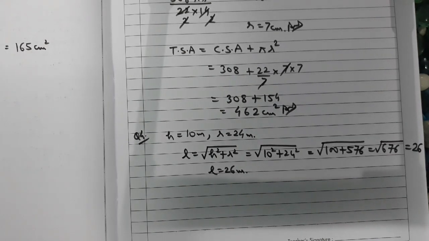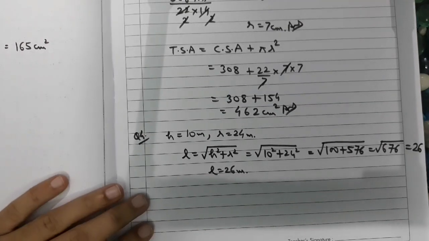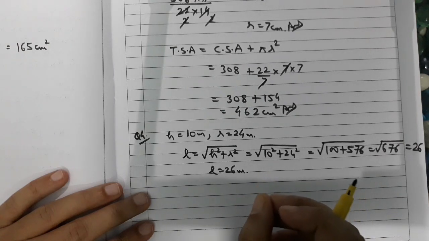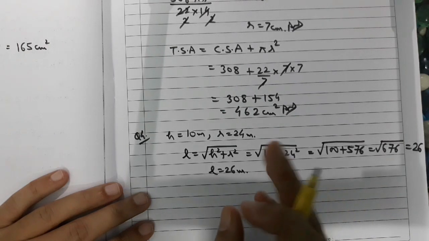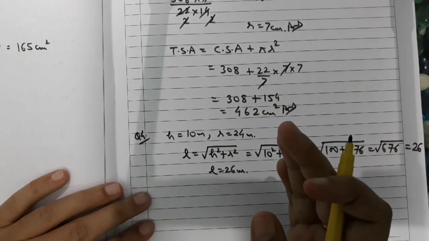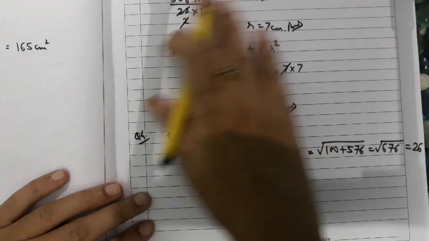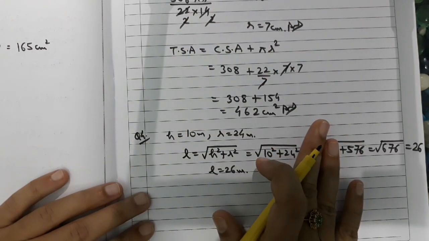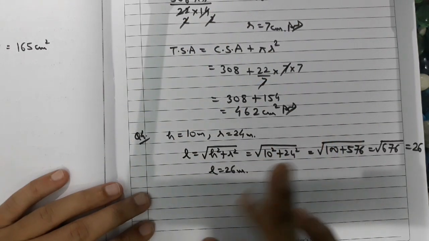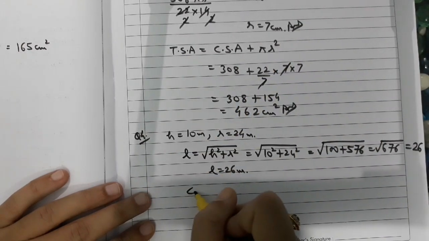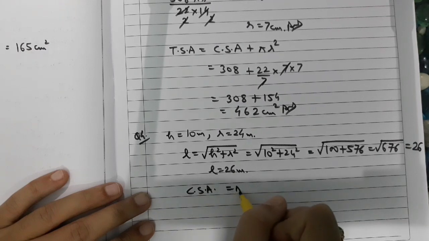After that they are saying find the cost of canvas required to make the tent if the cost of 1 meter square canvas is rupees 70. So we know that if you have gone to any tent, the canvas is only along the curved surface area of the tent. It is not on the ground. You can never see the canvas on the ground. On the ground you can have the carpet, but the canvas is only along the curved surface area of the tent. So we find out the curved surface area first of all.